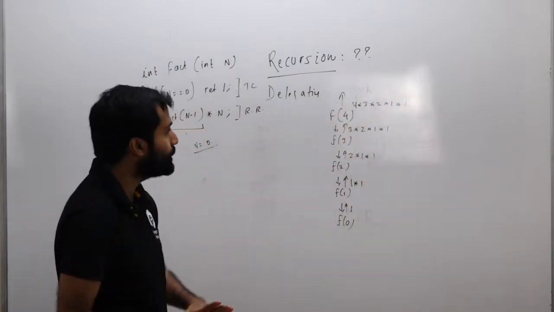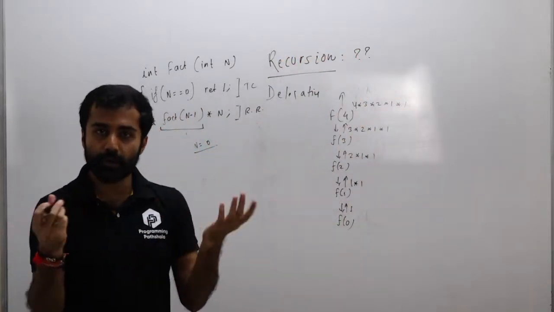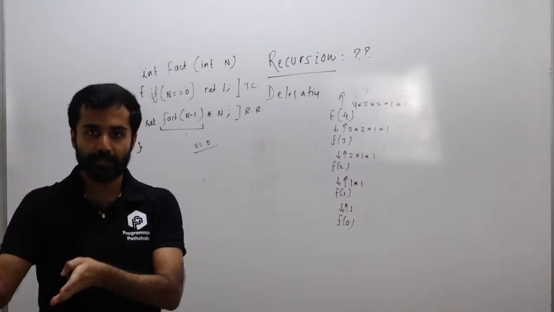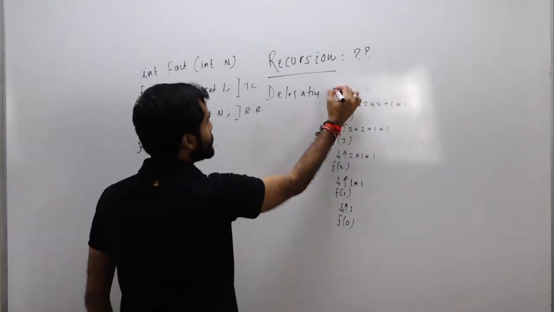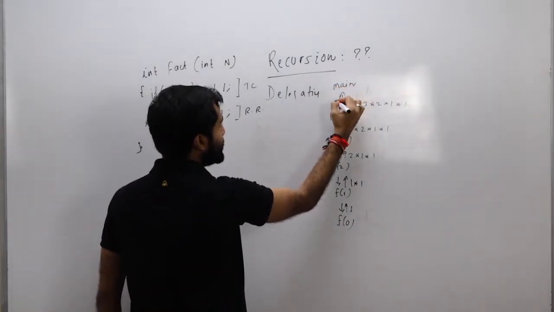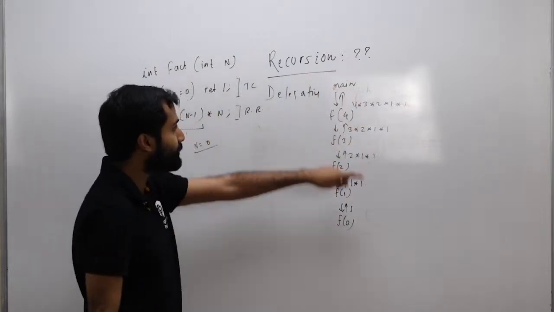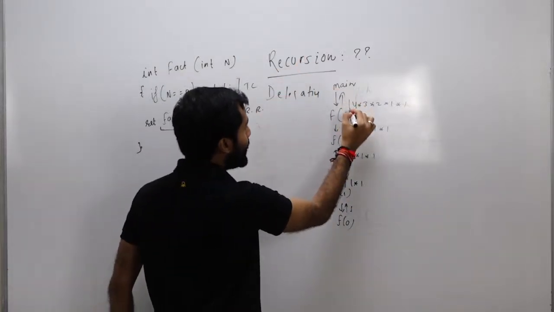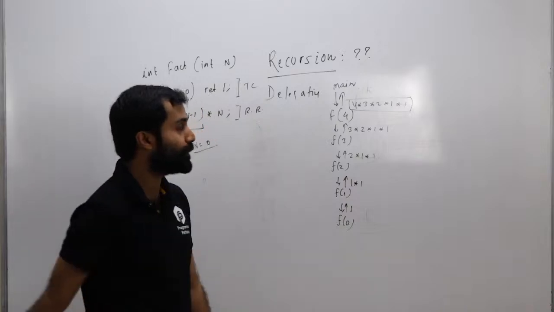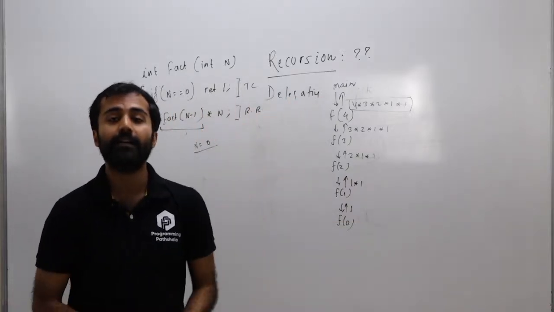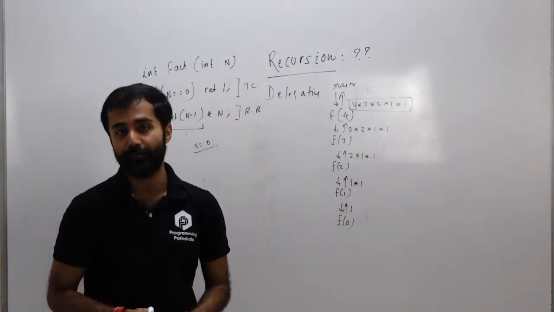If you're wondering who would be the caller of f of 4, there is always a main function from which you make your first call. So I can imagine there was a main function here which had made a call to this, and finally this main function has gotten the product of the first 4 natural numbers, which actually reflects the value of 4 factorial.